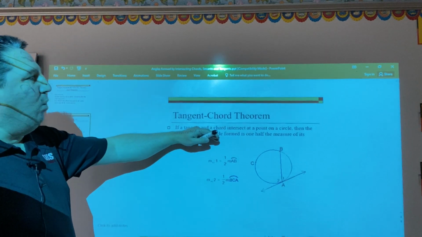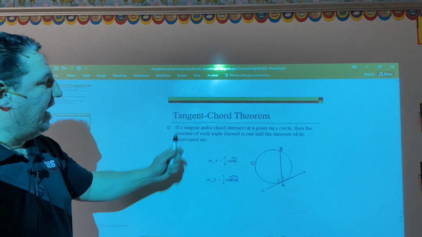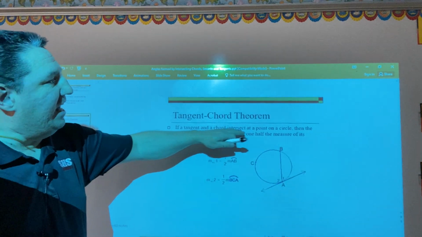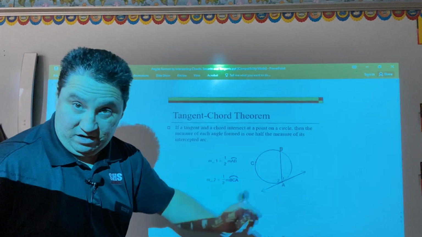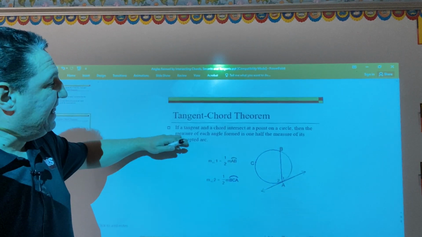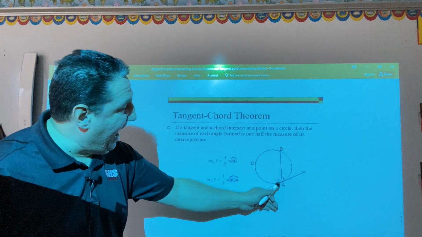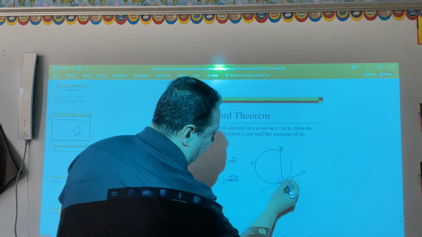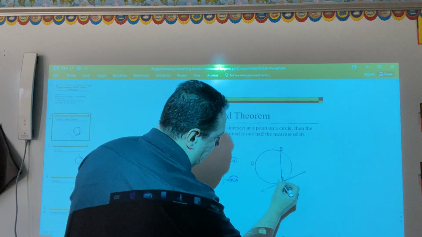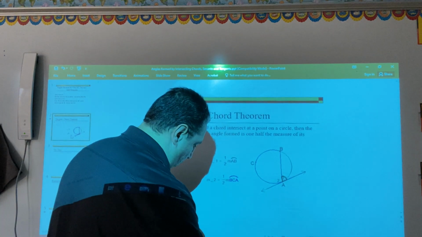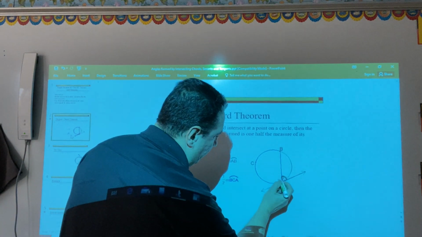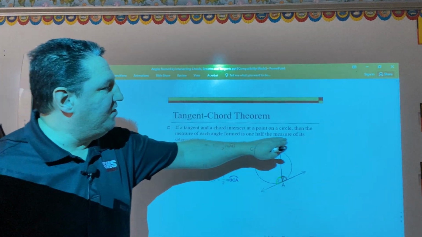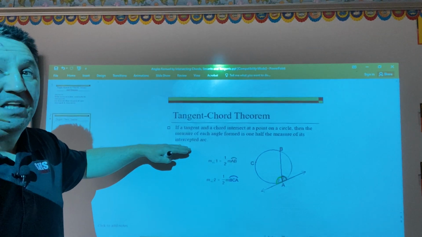Now, what does this theorem state? If a tangent and a chord intersect at a point on a circle, like in this figure, then the measure of each angle formed, which is angle 1 and also angle 2, is 1/2 the measure of its intercepted arc, right?